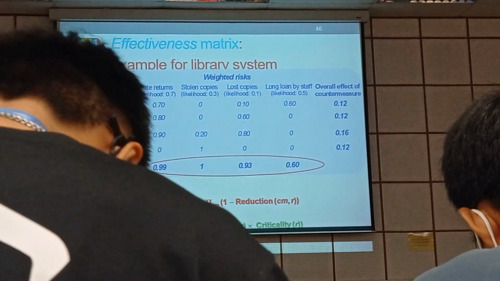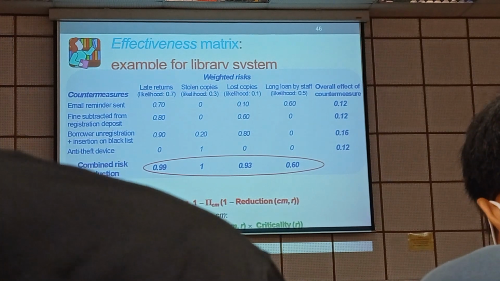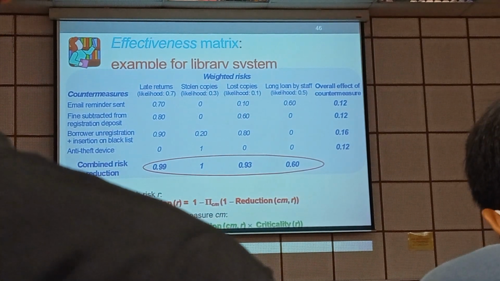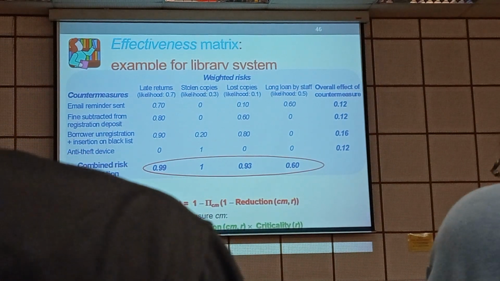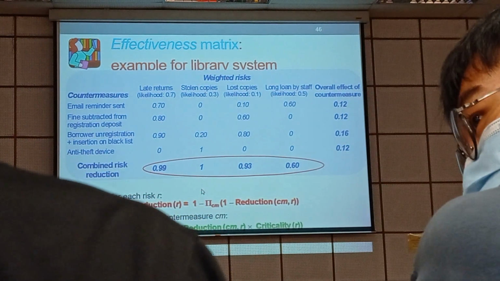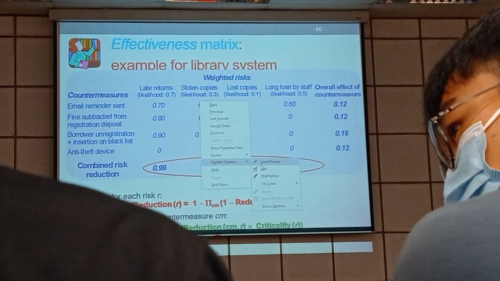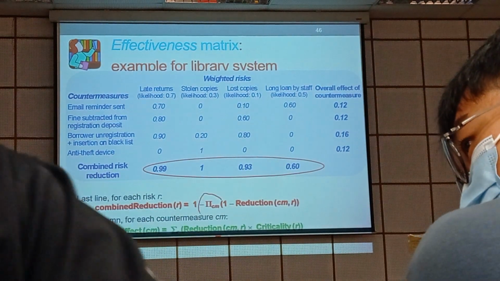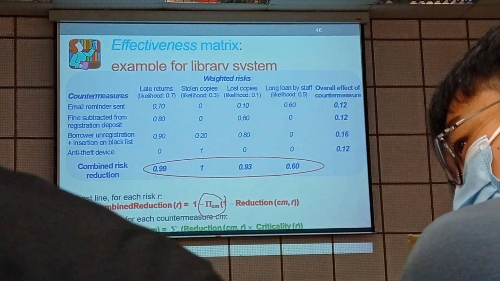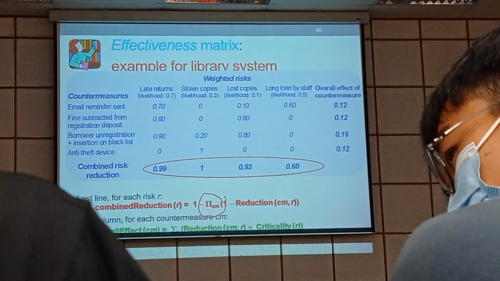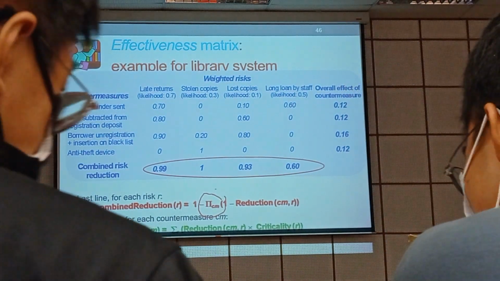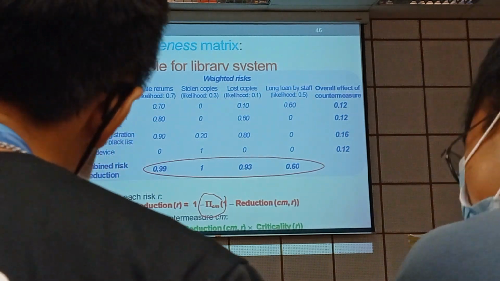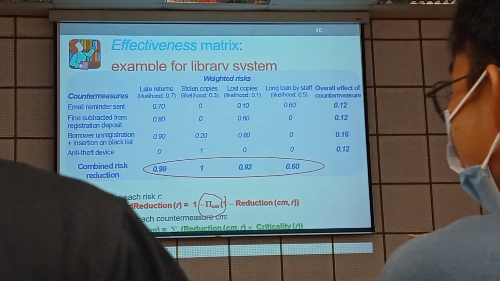Okay, how to do combined reduction. Now class, you have a risk. You want to find out whether the risk got reduced or not after you take the countermeasure. Who can give me the meaning of this symbol? What's the meaning of this symbol? Have you taken advanced database already? I mean, taken before? No. Then maybe maths. Have you done this in maths?